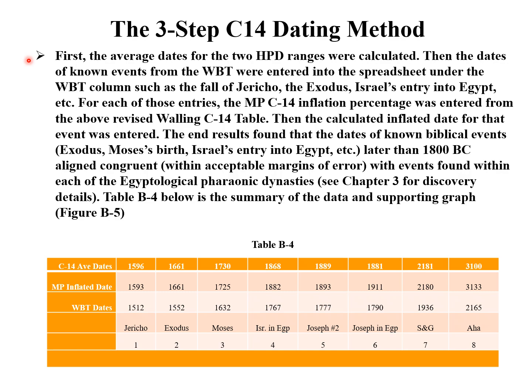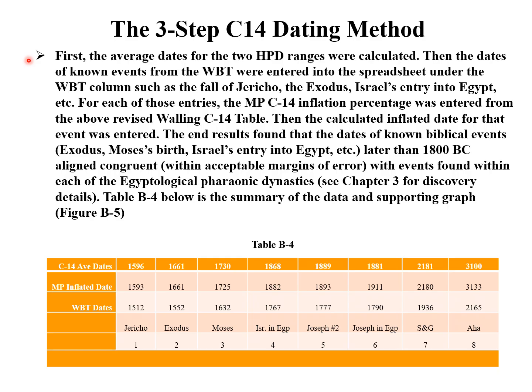Then the dates of known events from the Wallen Biblical Timeline were entered into the spreadsheet under the Wallen Biblical Timeline column, such as the fall of Jericho, the Exodus, Israel's entry into Egypt, etc. For each of those entries, the magnetosphere carbon-14 inflation percentage was entered from the above revised Wallen C14 table. Okay, so the carbon-14 date for those periods were put in there. This is the estimated carbon-14 date based on my table. Okay, not the actual tests. Then the calculated inflated date for that event was entered.